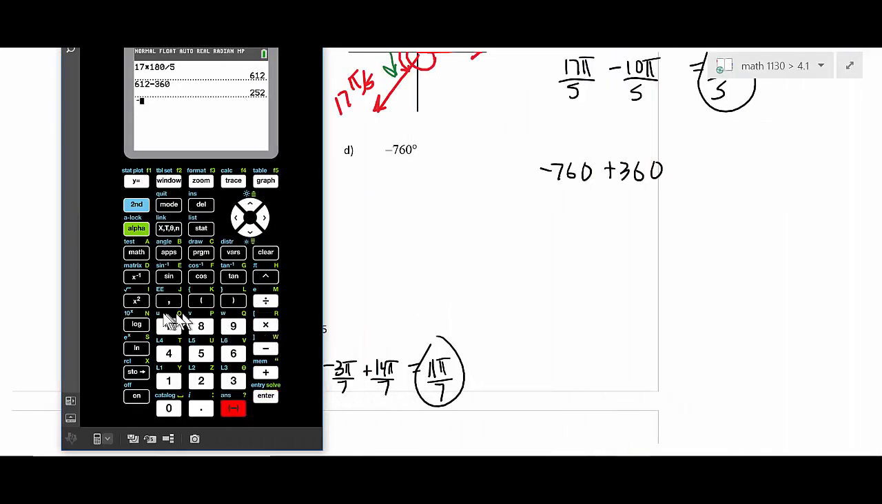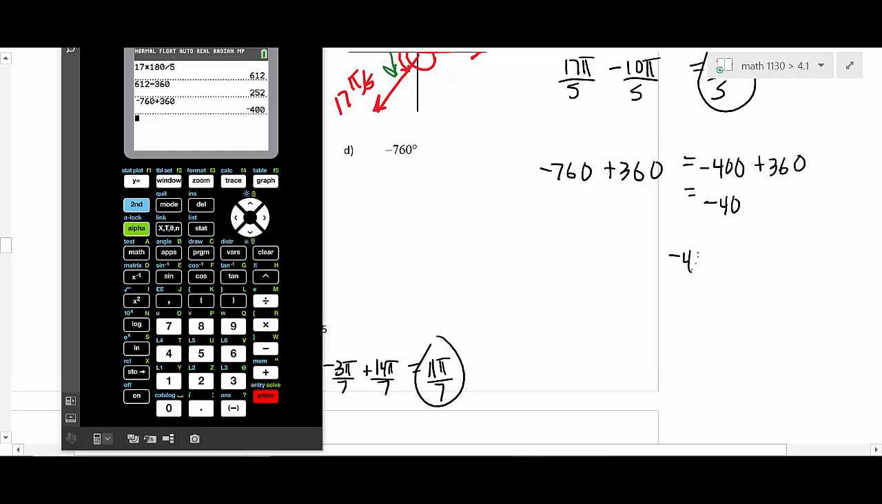You can do this totally on your calculator if you want to. So negative 760 plus 360, well, that's still negative. Okay, so add 360 to it again. That's still negative. That's what, negative 40. And then if you do negative 40 plus 360, that would give you 320 degrees.